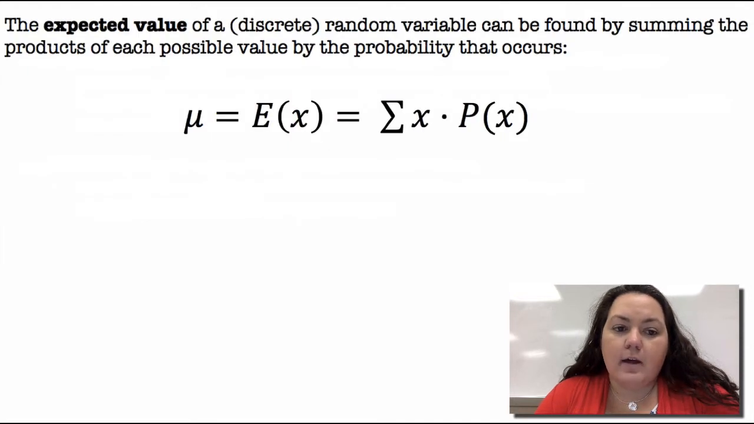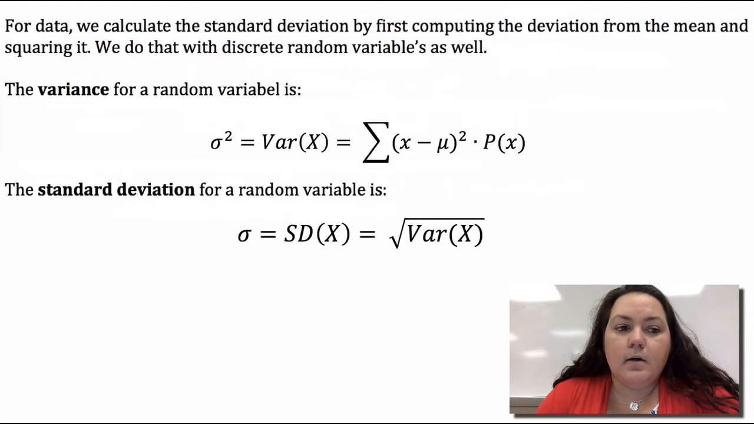The expected value of a discrete random variable can be found by summing the products of each possible value by the probability that it occurs. So you take each value, you multiply it by its probability, and you add it to the next value times its probability plus the next value times its probability, and that will give you the expected value, which is really the mean.